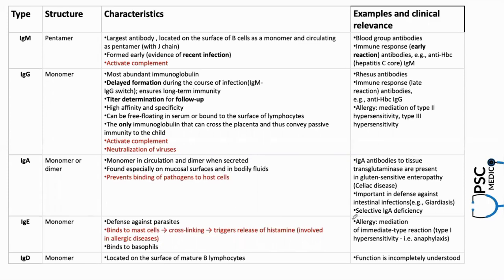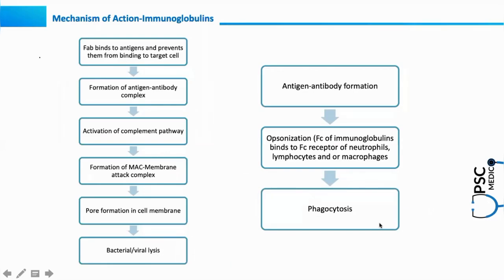And next is IgE, as I already told you, it is in allergy, type 1 hypersensitivity. Anaphylaxis and allergy are examples of type 1 hypersensitivity. We'll be discussing the types of hypersensitivity reactions in detail as we go on.